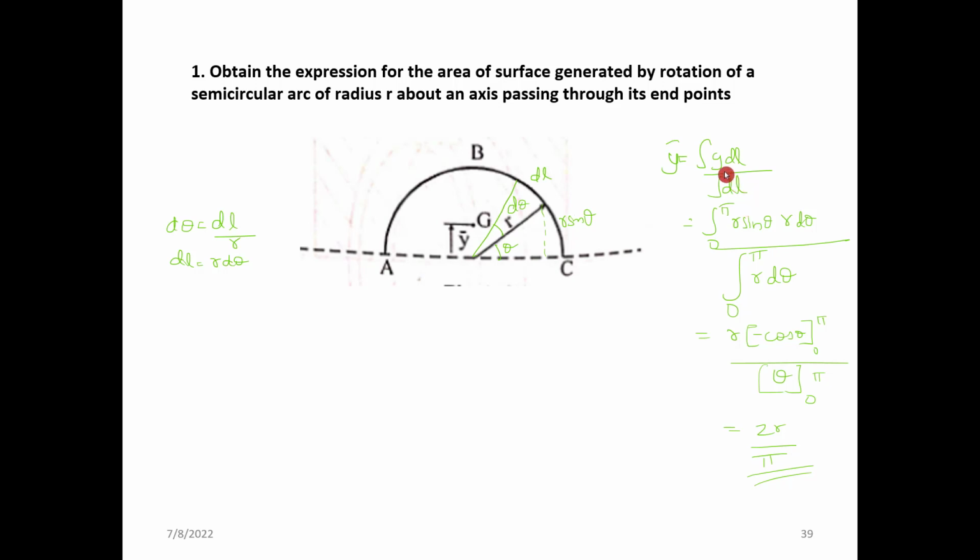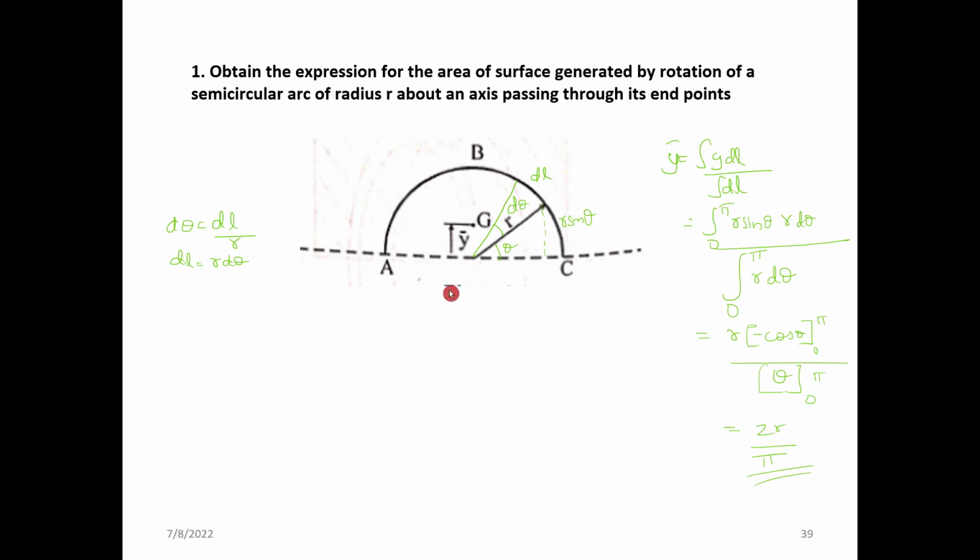We know the expression for pi. So the integral from 0 to pi of r sine theta into r d theta, divided by the integral from 0 to pi of r d theta, because 0 to pi means the integration ranges from 0 to 180 degrees. So for integration we'll get 2r by pi.